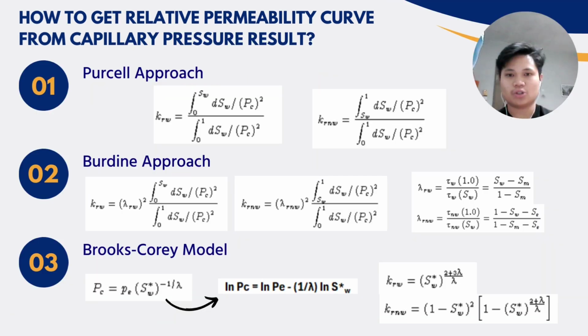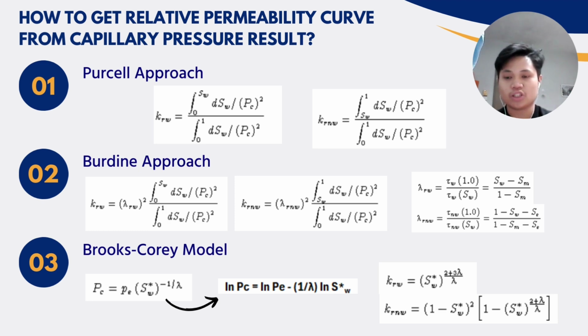Next, I'll proceed with how to get the relative permeability curve from the capillary pressure result. There are a total of three methods used to obtain the relative permeability curve. The first one is called the Purcell approach. In this method, we use the capillary pressure data given to determine the relative permeability for the wetting phase, known as KRW, and the relative permeability for the non-wetting phase, known as KRNW, by using two equations shown here.